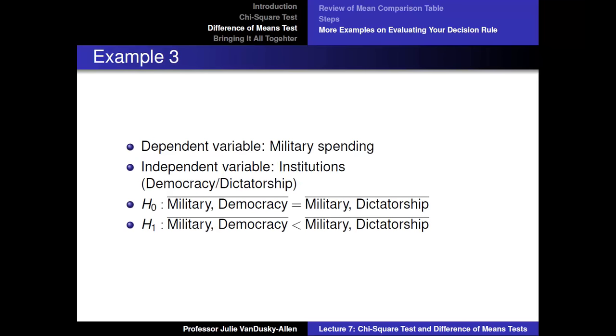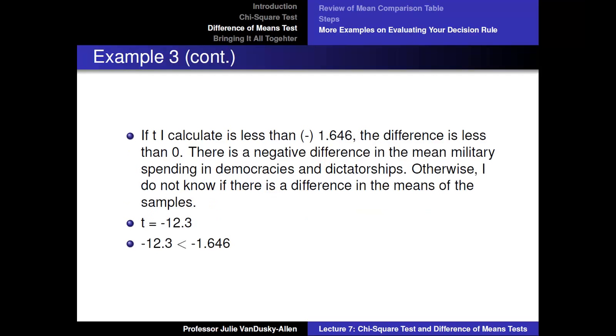Next, imagine our dependent variable was military spending and our independent variable was institutions, democracy/dictatorship. Our null hypothesis would be the mean of military spending of democracies is equal to the mean military spending of dictatorships. Our alternative hypothesis could be the mean of military spending of democracies is less than the mean military spending of dictatorships. Imagine our decision rule was if the t I calculate is less than negative 1.646, the difference is less than 0. There is a negative difference in the mean military spending in democracies and dictatorships. Otherwise, I do not know if there's a difference in the means of the samples.